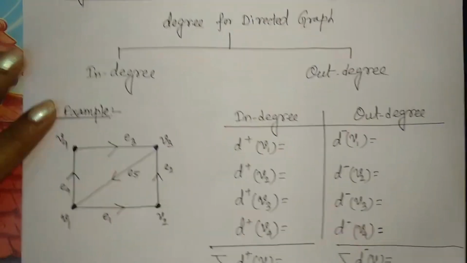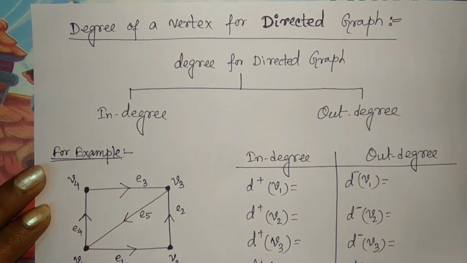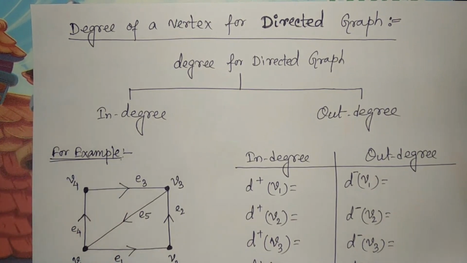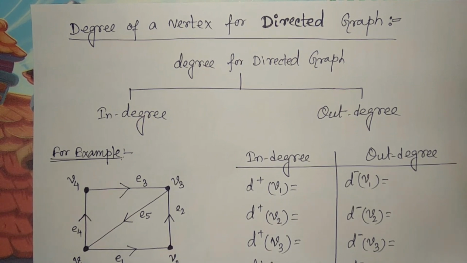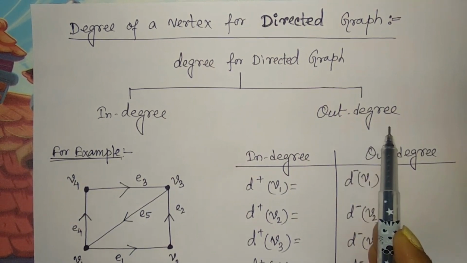Now, the degree of a vertex for a directed graph. We know from our previous lecture what a directed graph is. So for a directed graph, we find two types of degrees. One is called the in degree, another one is called the out degree. So what are this in degree and out degree?